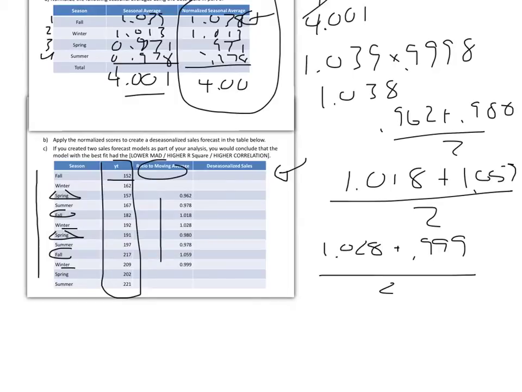So for that first one, we will divide 152, this value here, by our normalized season average, 1.038. When we do that, 152 divided by 1.038 is 146.4. So even though our actual result was 152, because we know that that's a little bit higher than usual, we have some demand in the fall for some reason. We then deseasonalize that, divide by the normalized season average, and that brings it down.